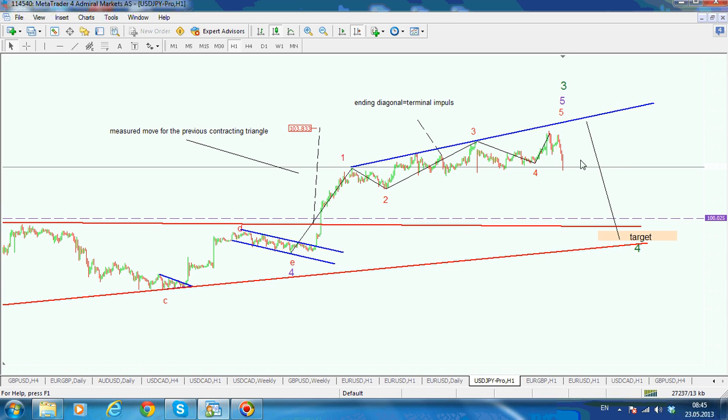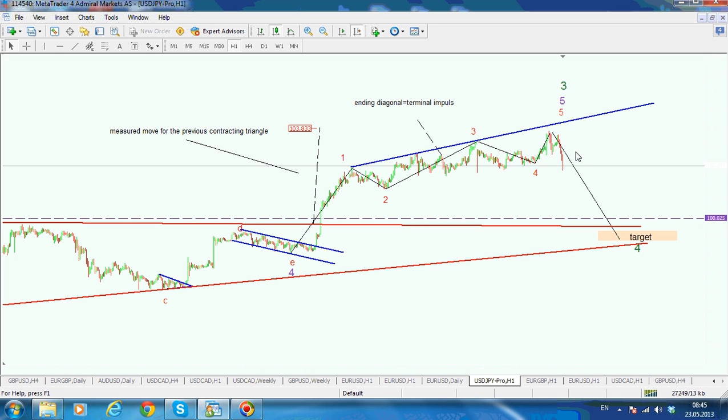And then we're looking for this move to go like this. Now, this is not going to be a contracting triangle to the downside, because we already corrected with a contracting triangle, but instead this is more likely to be something like a double correction or even a triple correction, or a zigzag or a double zigzag. We'll see.